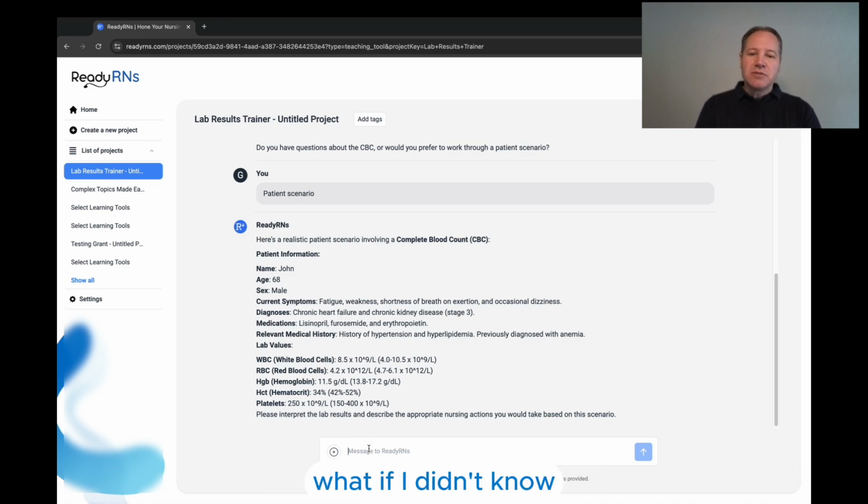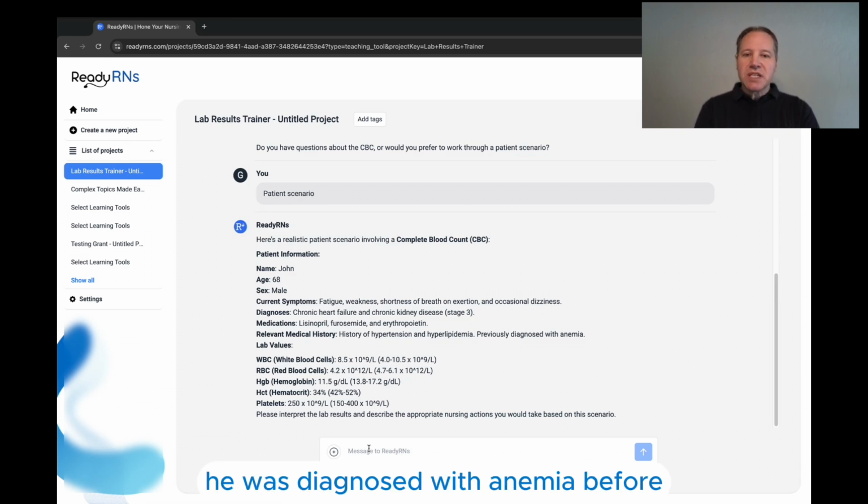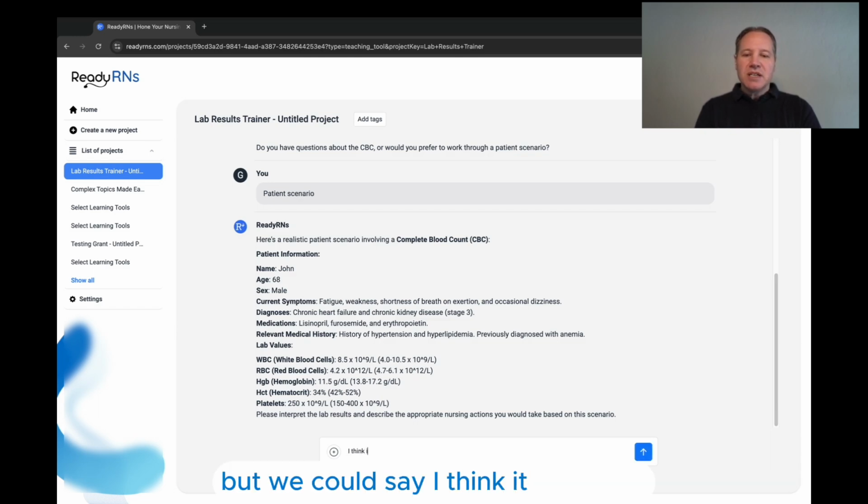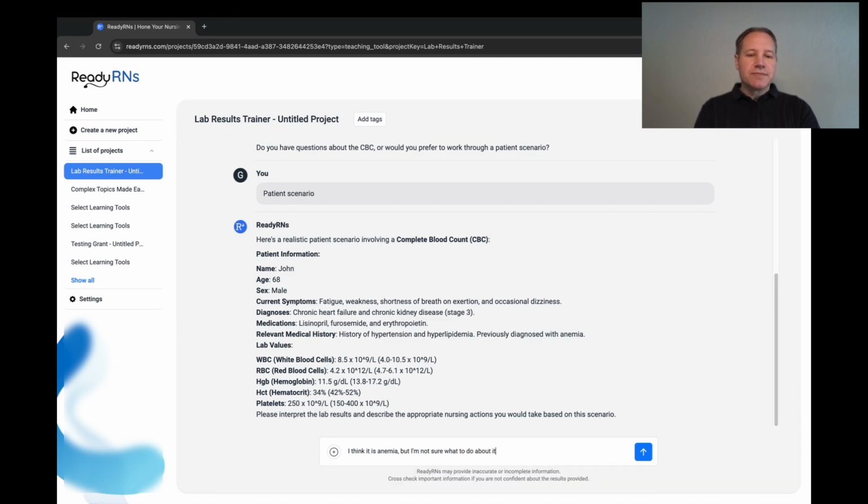Well, what if I didn't know? I can at least, as a nurse, tell, well, these lab results are low, probably looks like anemia. He was diagnosed with anemia before. He is feeling fatigue, weak, short of breath, occasional dizziness, all kind of things that may point to anemia. But we could say, I think it is anemia, and you can write however you wish, but I'm not sure what to do about it.